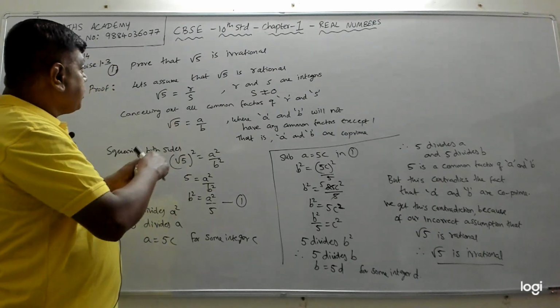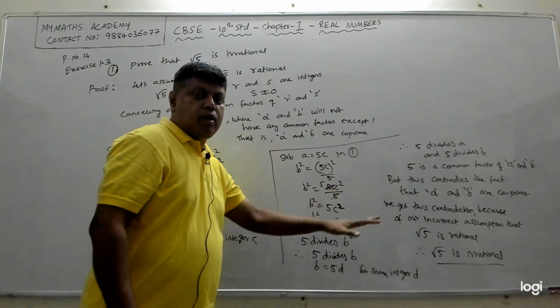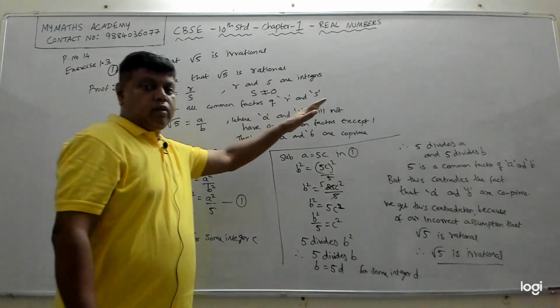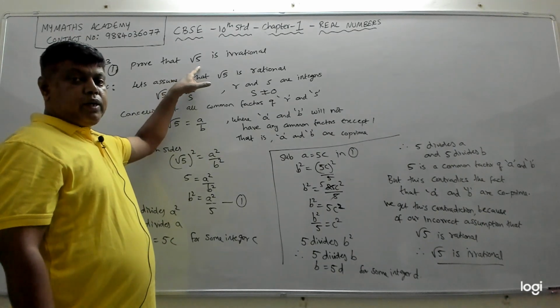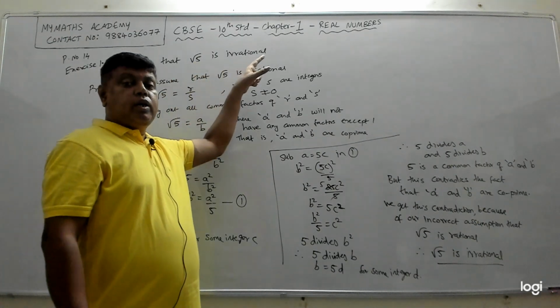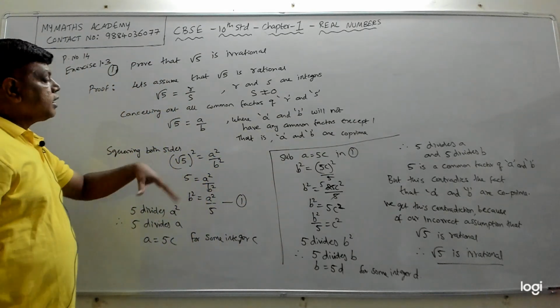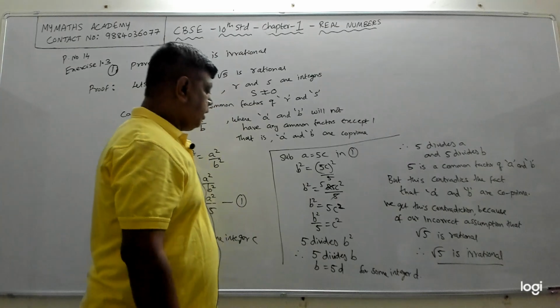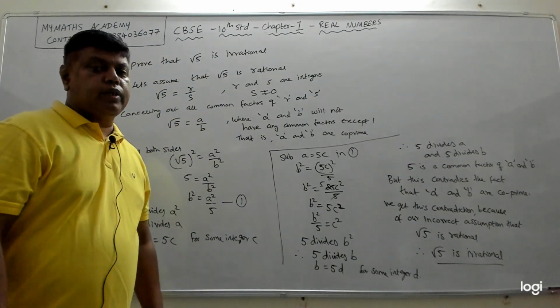Even if you have to prove that root 7 is irrational, the method is the same. If you have to prove root 11 is irrational, any prime number inside the root, square root of p is irrational for any prime number p. You can even prove it as a general statement. So this is how we prove that root 5 is irrational.